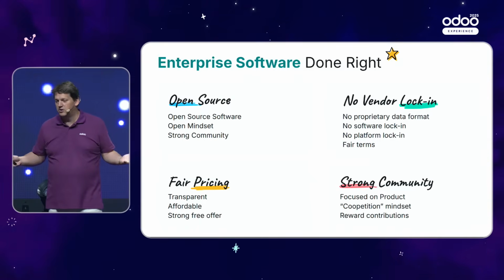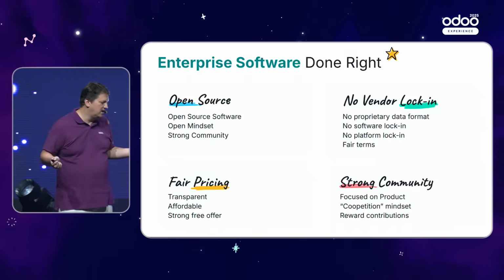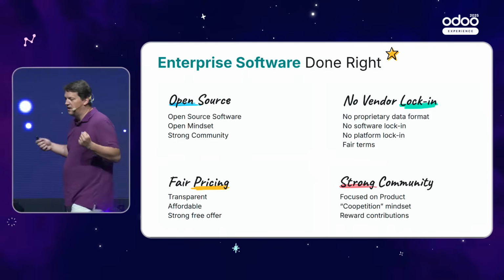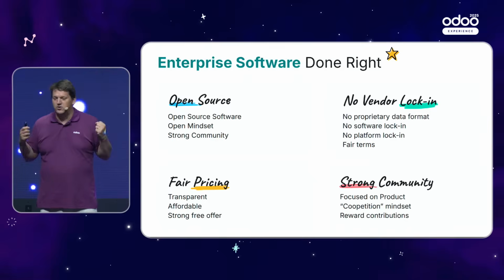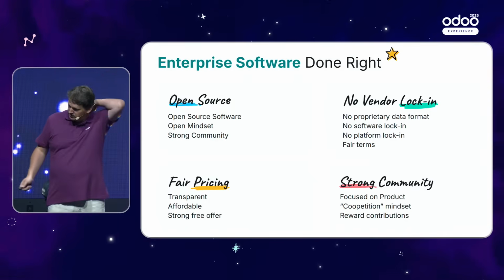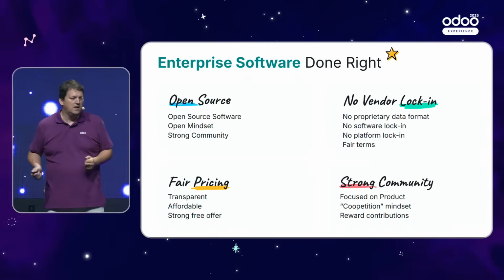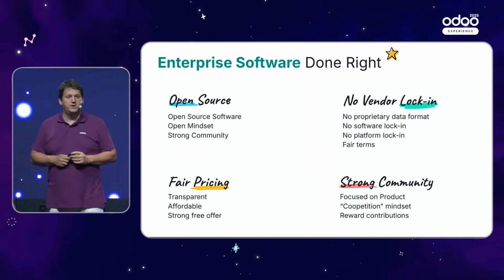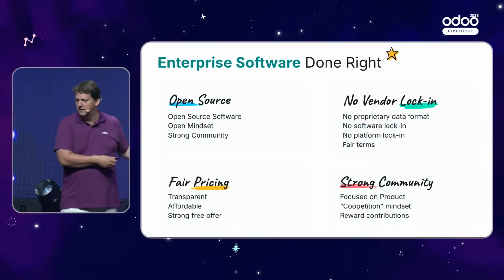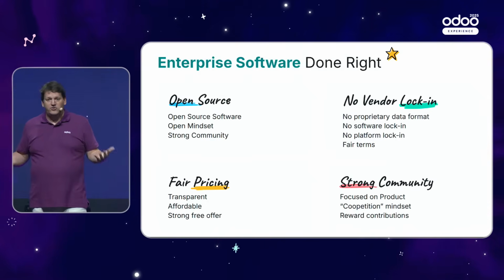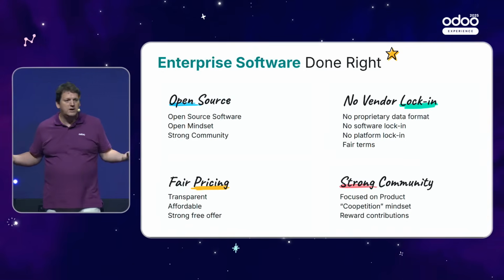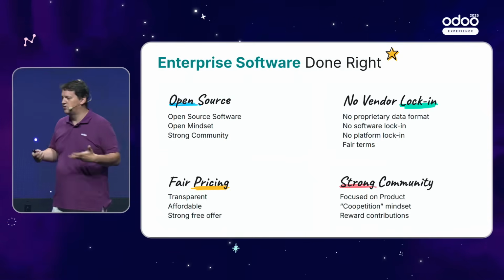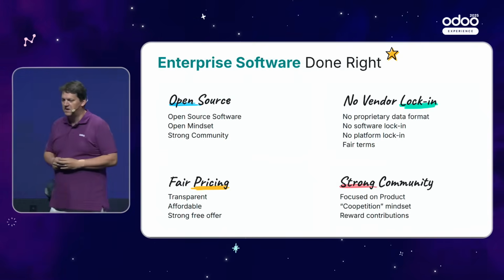We also have no vendor locking, no proprietary data format. Everything is in PostgreSQL, a standard that every student knows. So the customer can own his data. No software locking, because you can download on GitHub. No platform locking. If you don't like Odoo Online, you can go on Odoo SH. If you don't like Odoo SH, you can go on premise and do it on your own. Or you can ask any partner to do it. And we build a strong community. So you also have the knowledge around the software, so that creates competition for the customer, which is always good.